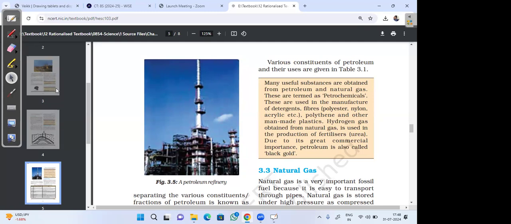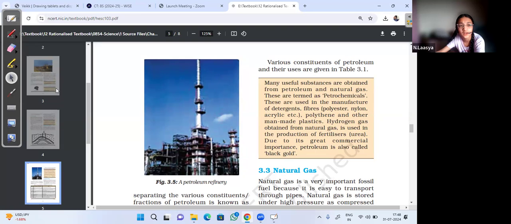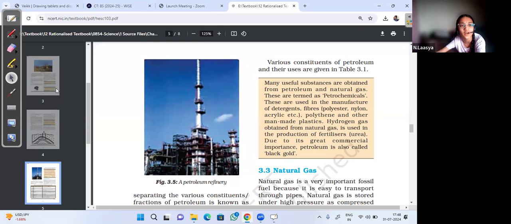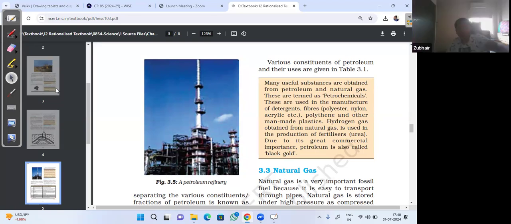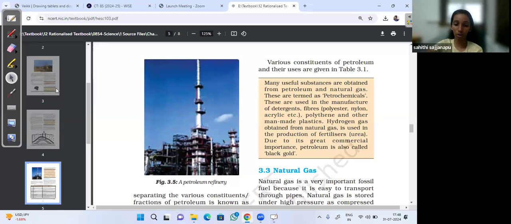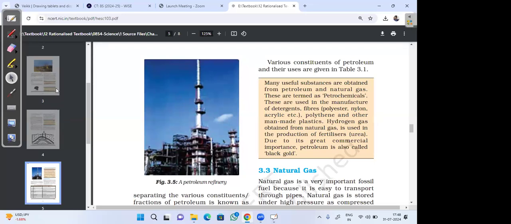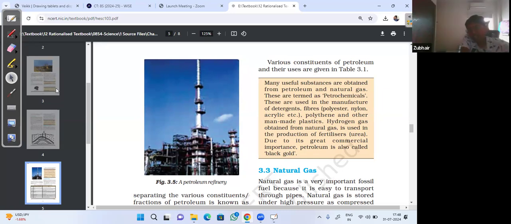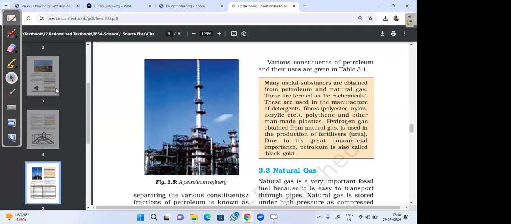Can anyone tell me what will be the work of these petroleum refineries? They will refine, they will purify the crude oil. Okay, by purifying, what do you think they should remove out of it? Zubair, what happens? Sir, the solid pieces. Solid. Okay, no, see what happens.